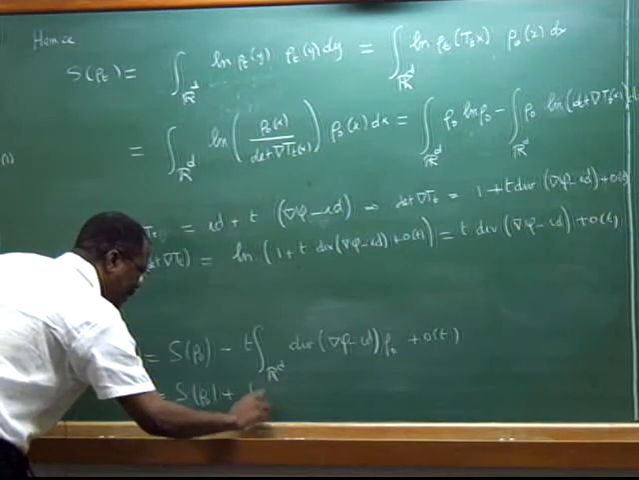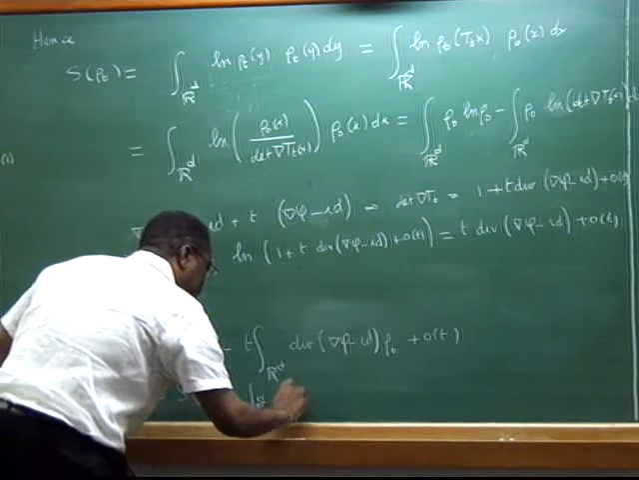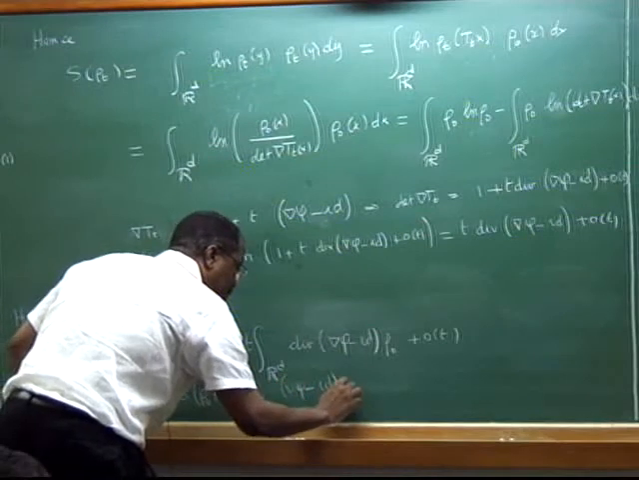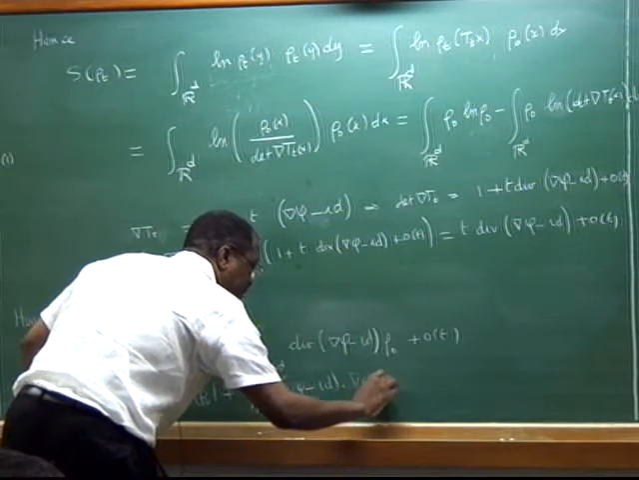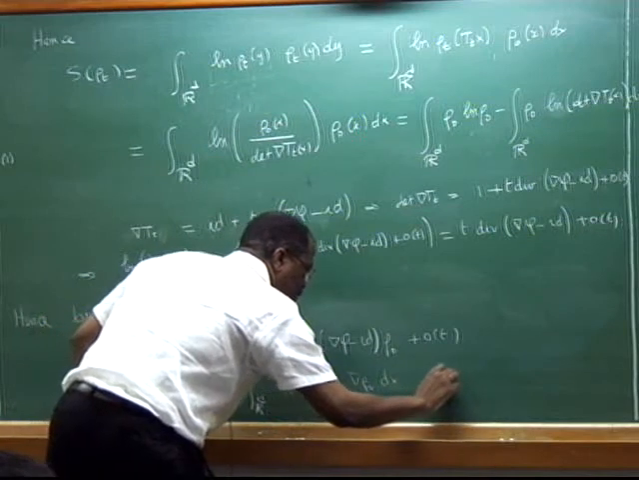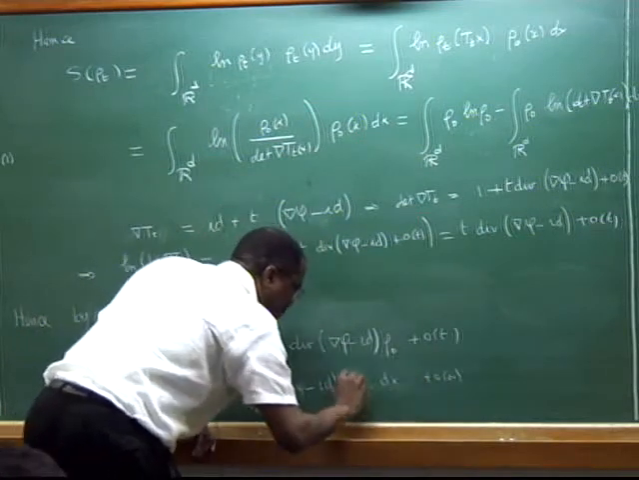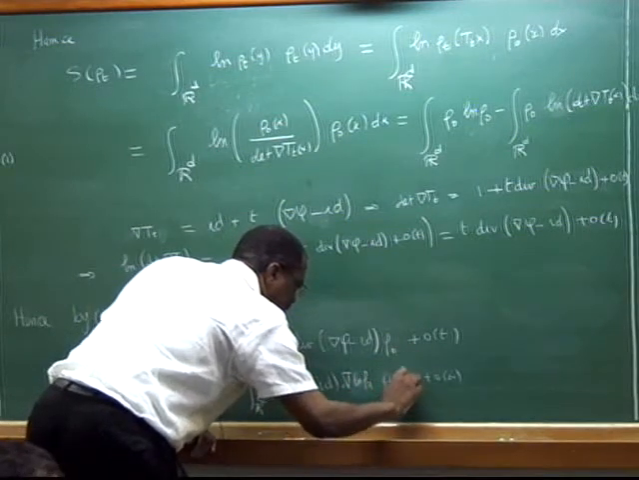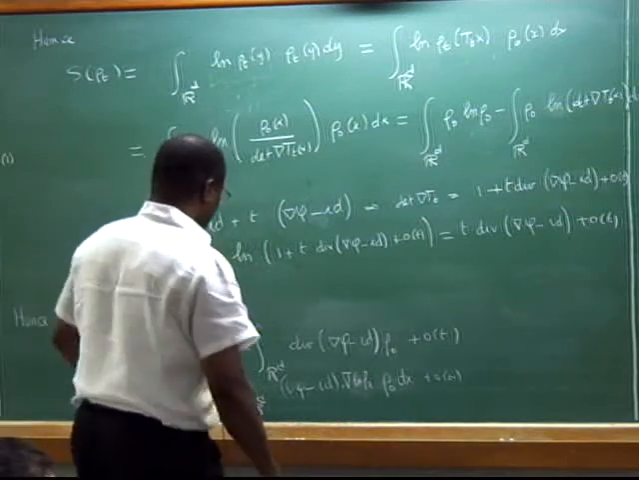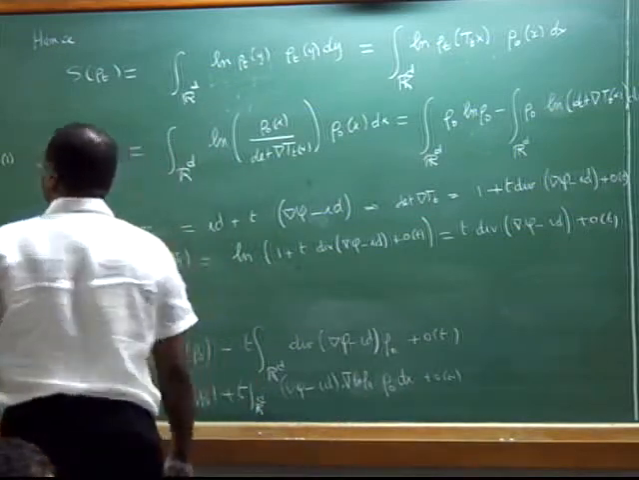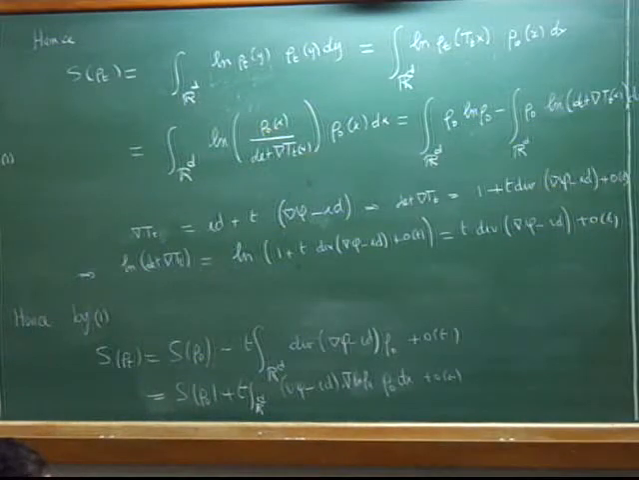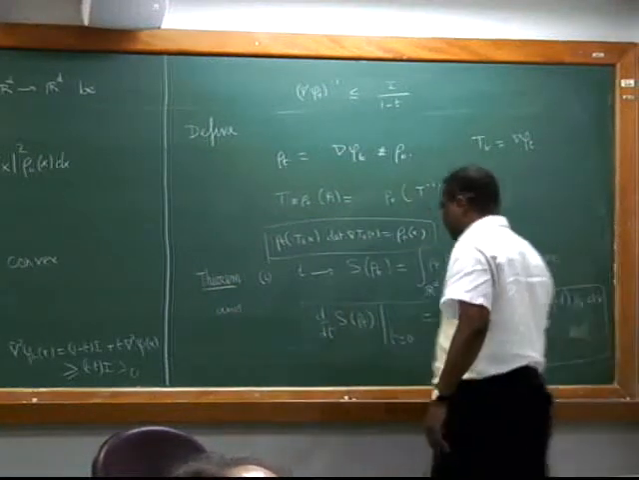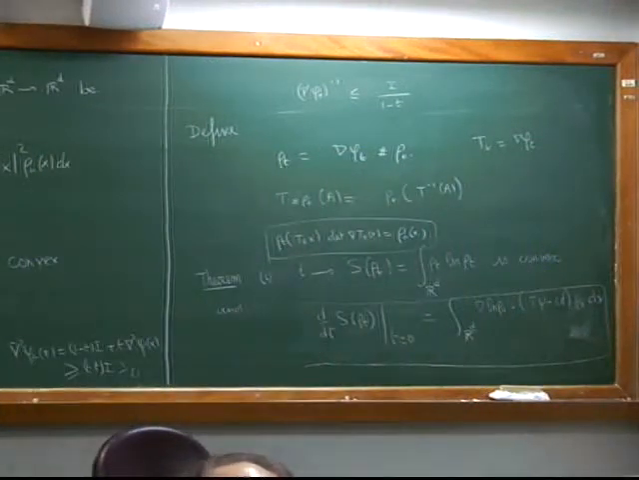Plus the integral over R^d of the inner product of gradient of phi minus identity with the gradient of rho naught dx plus little o of t. But I can write this as the gradient of log of rho multiplied by rho dx, and t in front of it. So that shows that when I differentiate at t equal to 0, this is what I get.